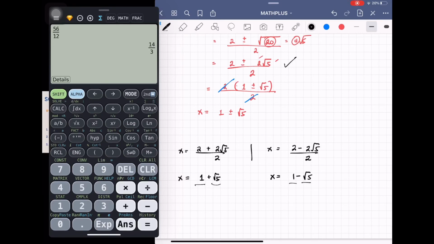Okay, but then again, you can always use your calculator to check your answers if you have your calculator, or if you are permitted to use your calculator.